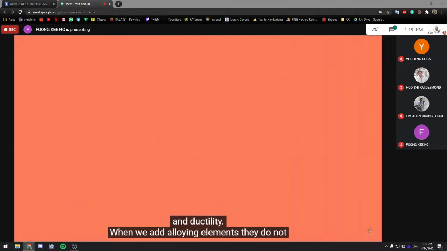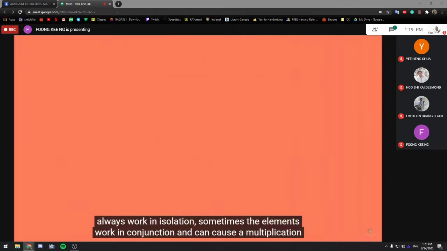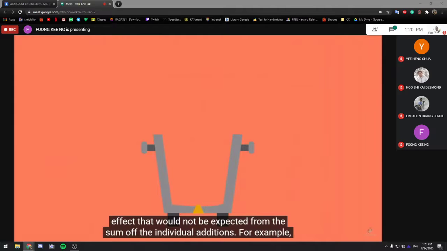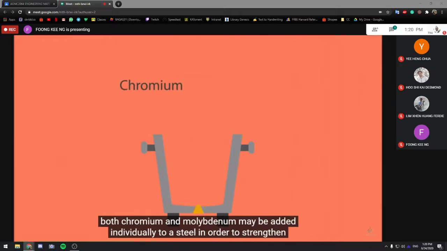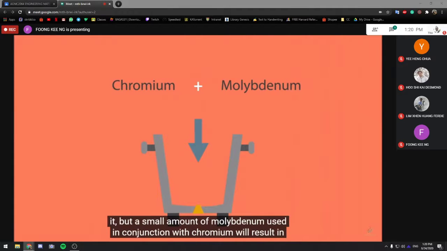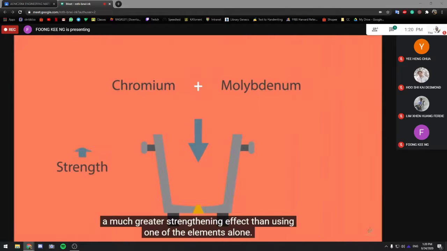When we add alloying elements, they do not always work in isolation. Sometimes the elements work in conjunction and can cause a multiplication effect that would not be expected from the sum of the individual additions. For example, both chromium and molybdenum may be added individually to a steel in order to strengthen it, but a small amount of molybdenum used in conjunction with chromium will result in a much greater strengthening effect than using one of the elements alone.